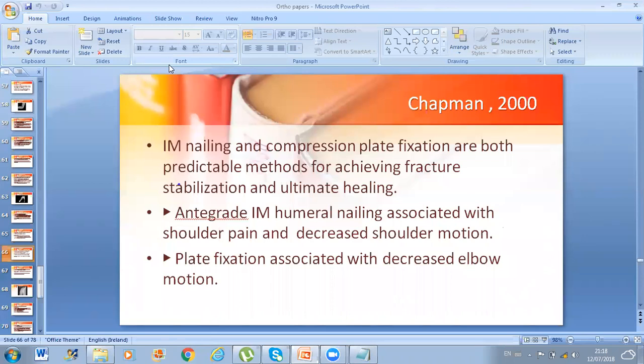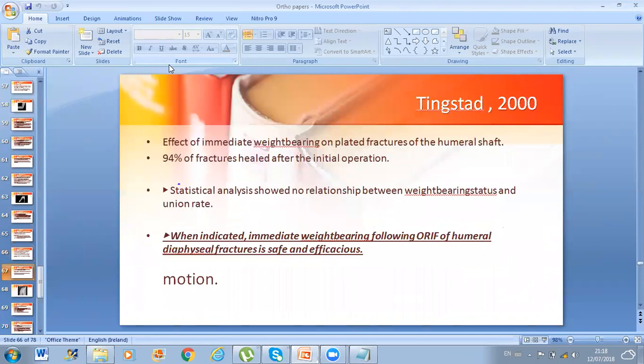But in my exam, when I was given a humerus scenario, I said I will nail it because I want to mobilize this patient, and he accepted that at that time. But now, maybe 10 years back, I found out that this thing started in 2000: effect of immediate weight bearing on plated fractures of the humeral shaft. He quoted that when indicated, immediate weight bearing following ORIF of humerus diaphyseal fracture is safe and efficacious. So if I'm going for the exam now, I will tell him that I can do a plate, no problem, as per the text from 2000.